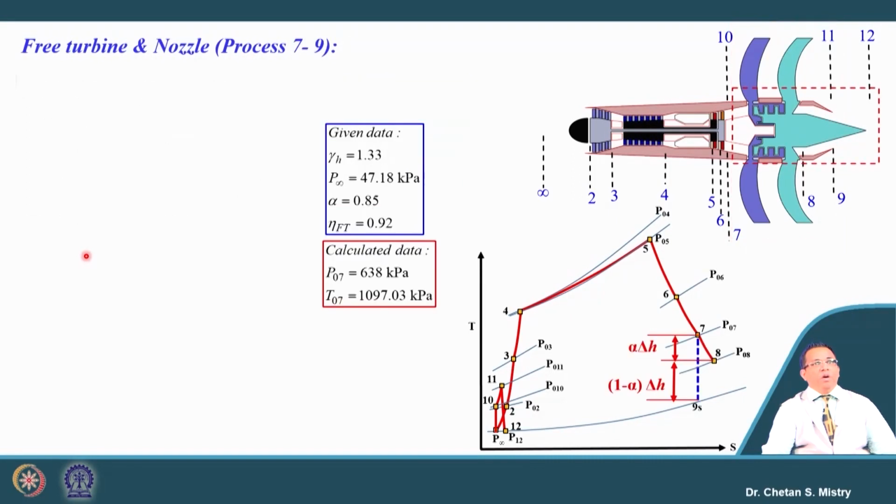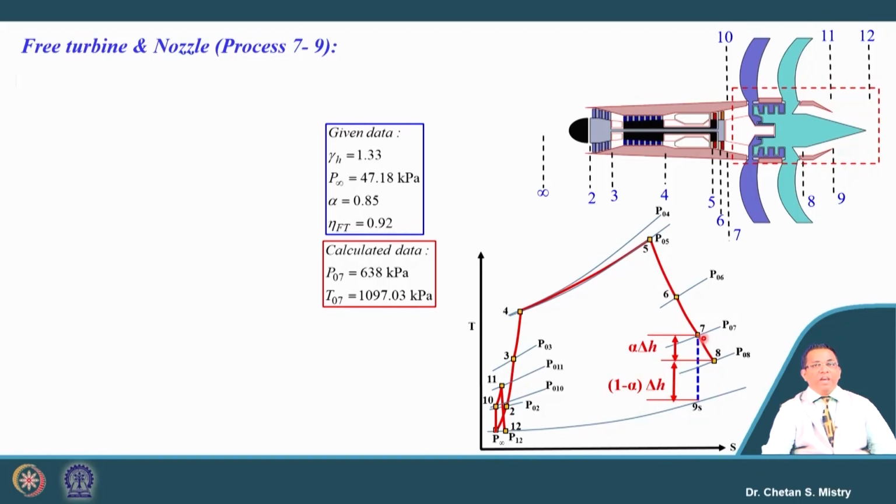Okay. Now, let us try to analyze the component, that is the free turbine and the nozzle. As we have discussed, in this case the process 7 to 8 represents the free turbine configuration, and from 8 to 9 represents our nozzle configuration. For this numerical, the split factor is given to us. So, we will first calculate the ideal delta H.